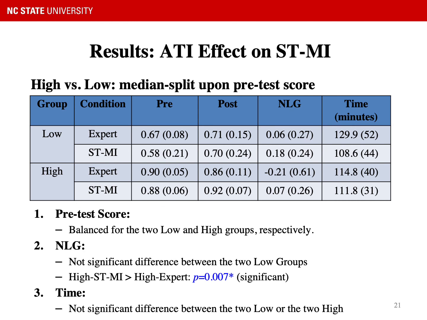In order to measure the ATI effect, we further divided students into high and low groups by a median split on their pre-test scores. First, the 2 low groups and 2 high groups are balanced in terms of incoming competence. Then, for the learning performance NLG, there's no significant difference between the 2 low groups, but in the 2 high groups, the student-tutor mixed initiative condition is significantly better than the expert condition. Finally, there's no significant difference between the 2 low or the 2 high groups in terms of training time.